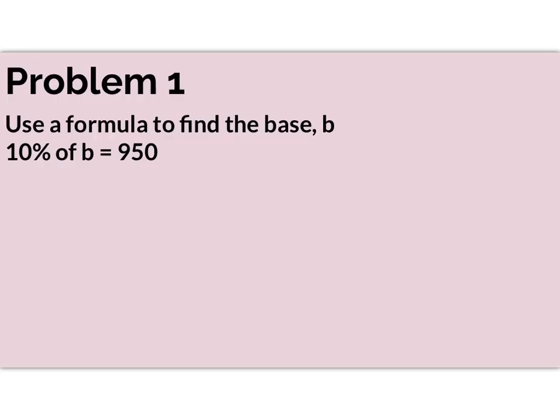Okay, so let's check your answers. 10% of B equals 950. So you got 0.1 times B equals 950. Dividing by 0.1, B equals 9,500.